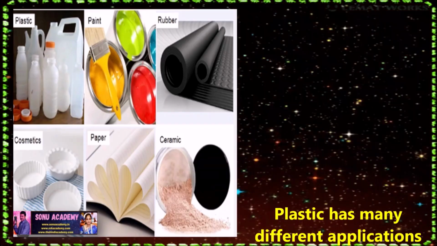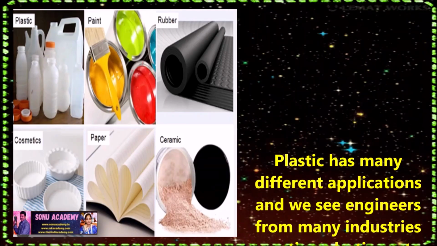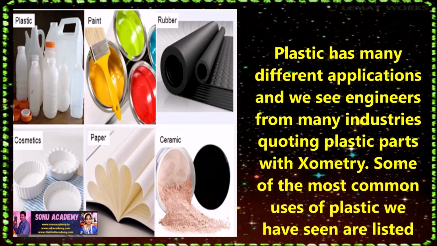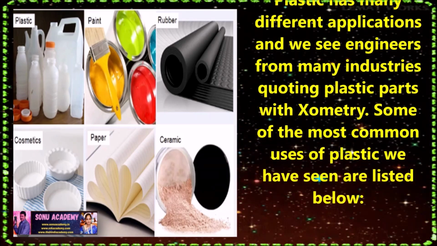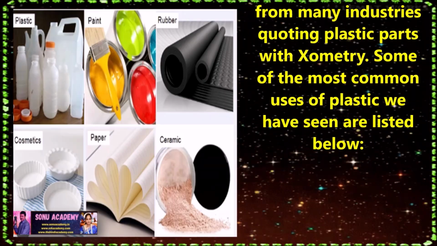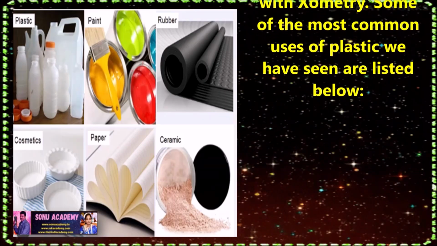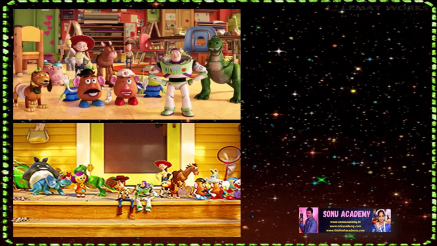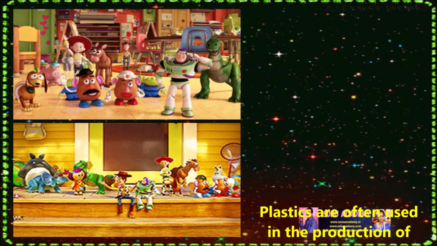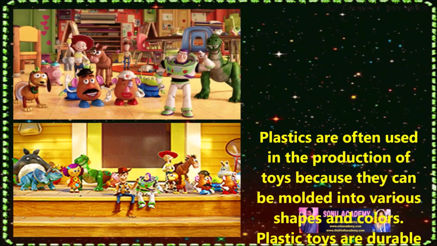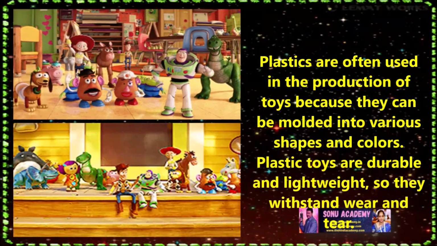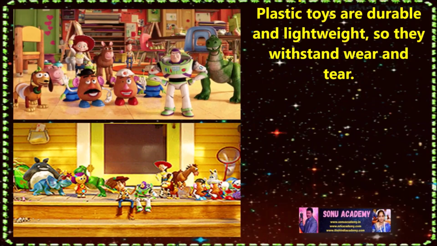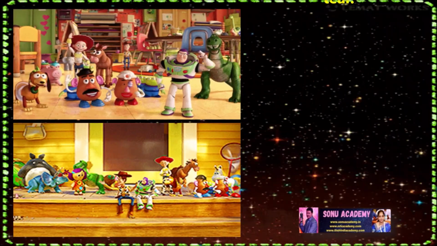Children, let us see the applications of plastics and the key industries that use them. Plastic has many different applications, and we see engineers from many industries quoting plastic parts with various geometries. Some of the most common uses of plastics are listed below. Toys. Plastics are often used in the production of toys because they can be molded into various shapes and colors. Plastic toys are durable and lightweight, so they withstand wear and tear.